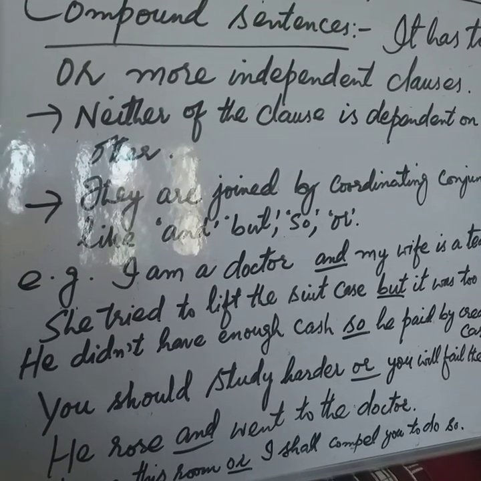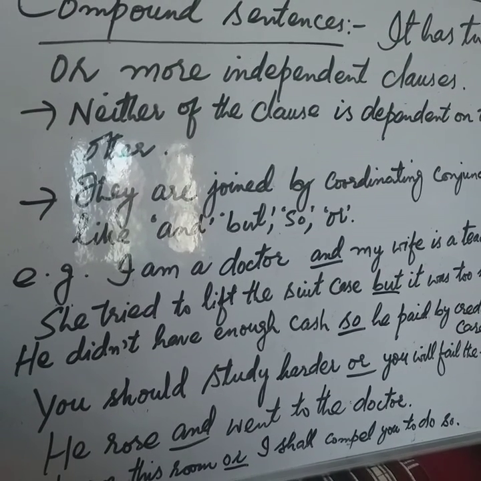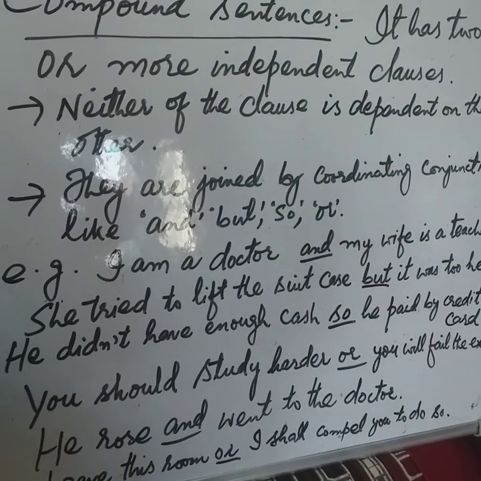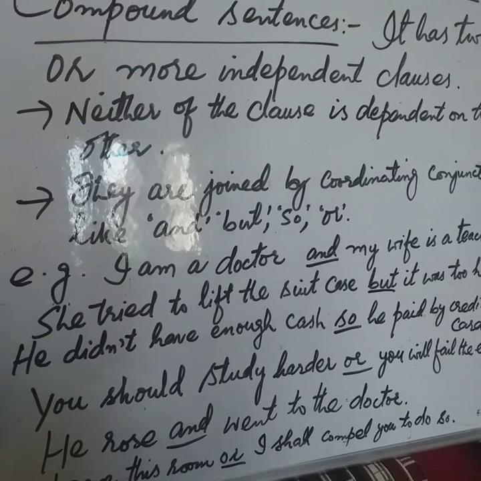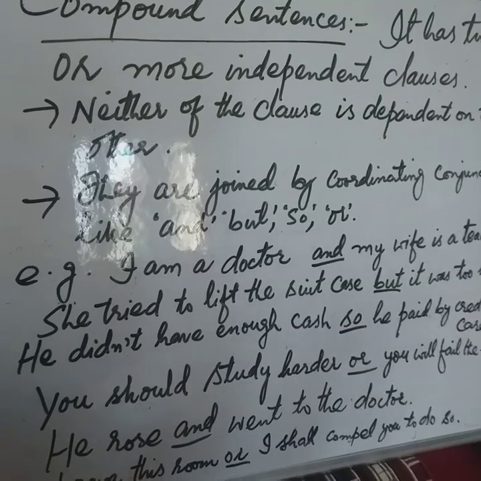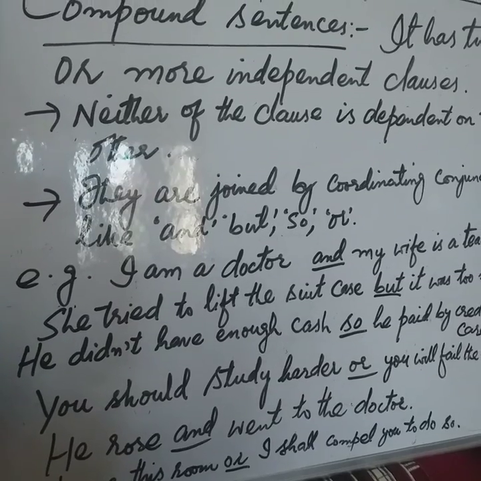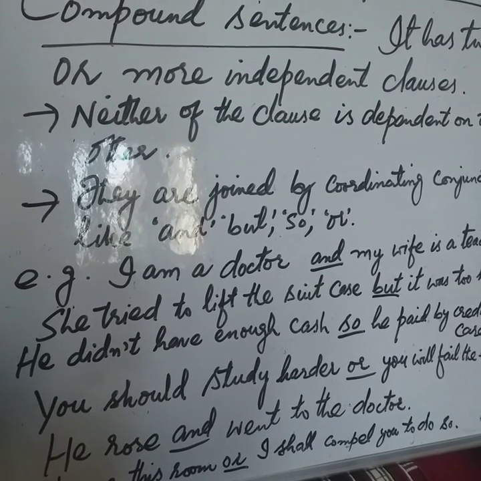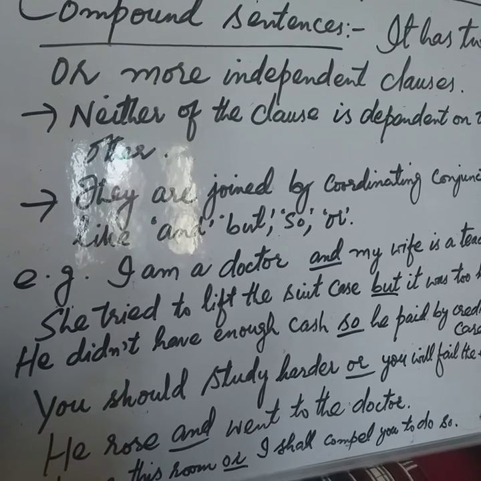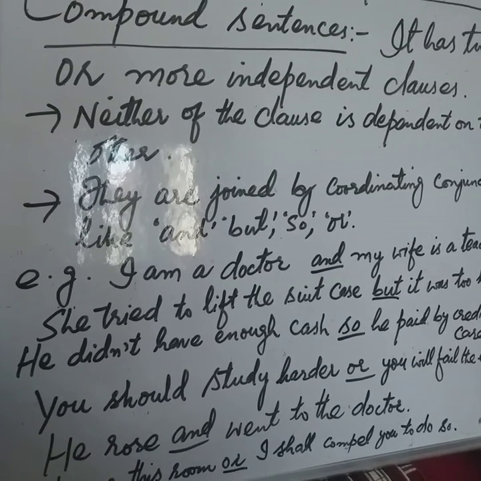One more example. She tried to lift the suitcase but it was too heavy. First, she tried to lift the suitcase. It is one independent clause, a meaningful sentence. It was too heavy. It is another sentence, another independent clause, and these two clauses are joined by the conjunction but. So they become a compound sentence. Simply, we can say two simple sentences can be joined by conjunctions to form a compound sentence. She tried to lift the suitcase, but it was too heavy.